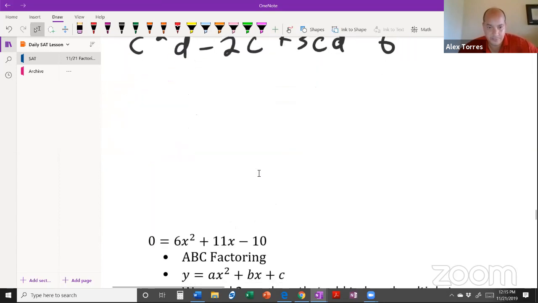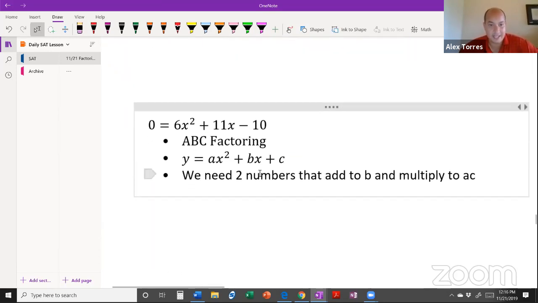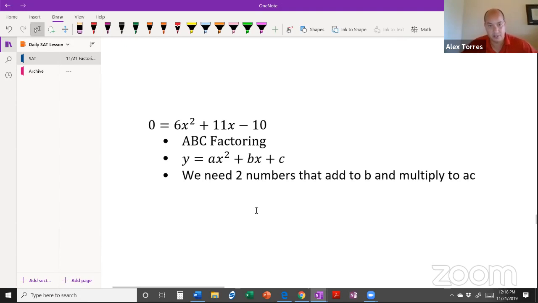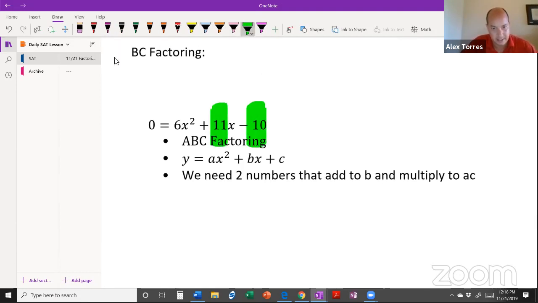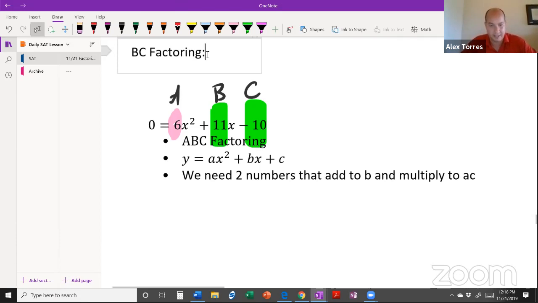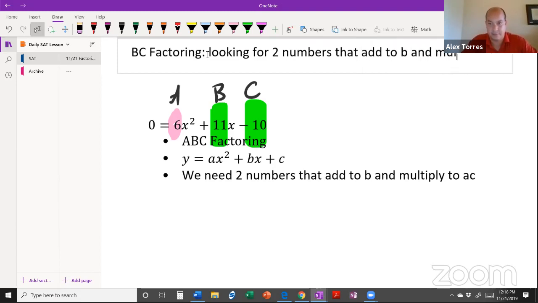So moving on. Now we're moving on to ABC factoring. So before we were talking about BC factoring, which we did a lot of earlier this week. That would be if I saw a number here and here, but no number here, so I have nothing in the A spot, but I have something in the B spot and something in the C spot. So if you're doing BC factoring, you're looking for two numbers that add to B and multiply to C.